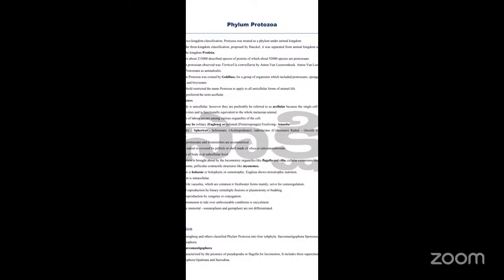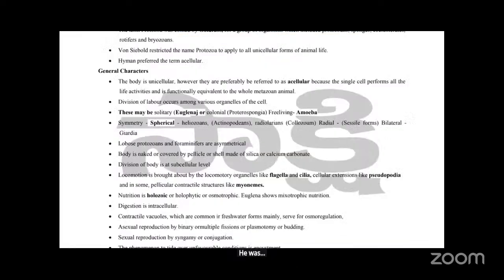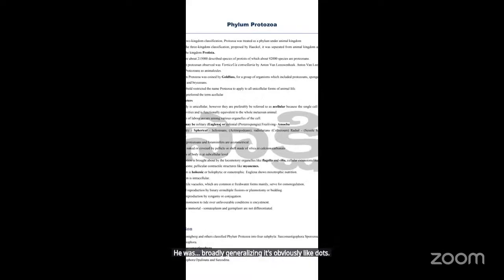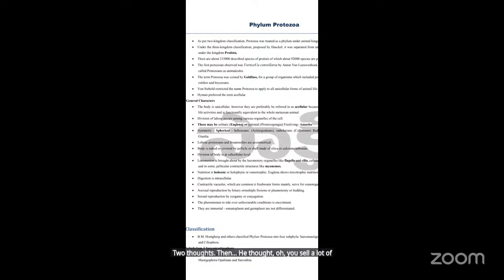Von Siebold restricted the name protozoa to apply to all unicellular forms of animal life. That is, he thought that it covered all unicellular forms of animal life. He was broadly generalizing it, you can put it like that. He thought all unicellular forms of animal life, that is, anything that can exist as one cell as an animal, was a protozoa. But based on where we are now, we know that that is not true. We have different classes and phyla.